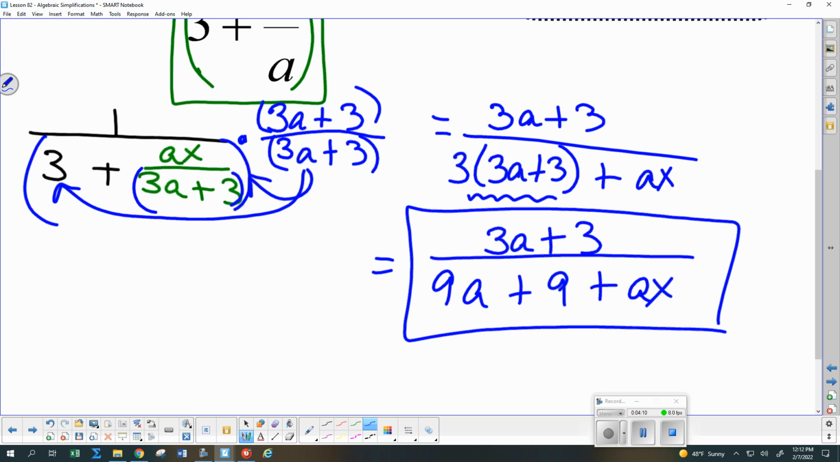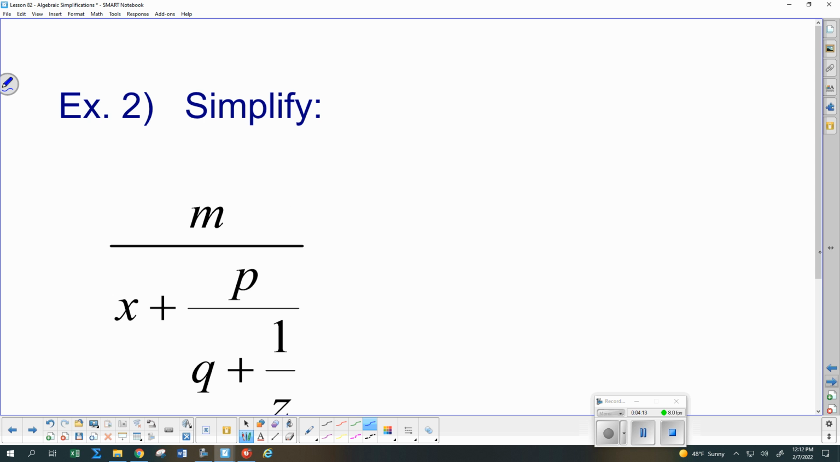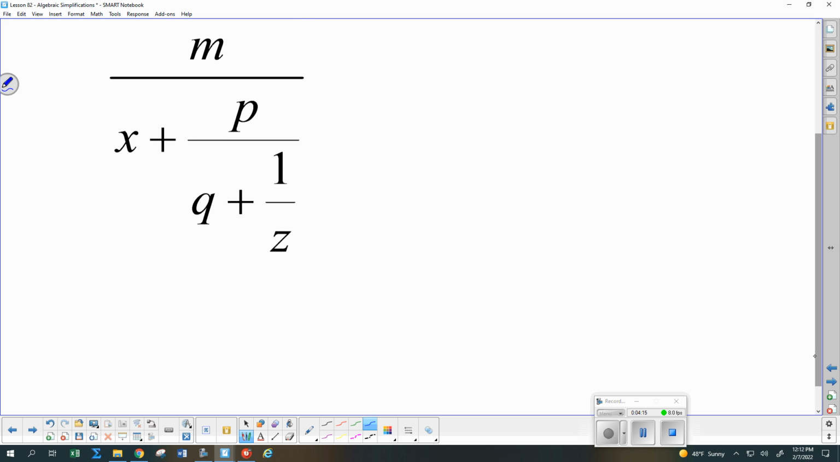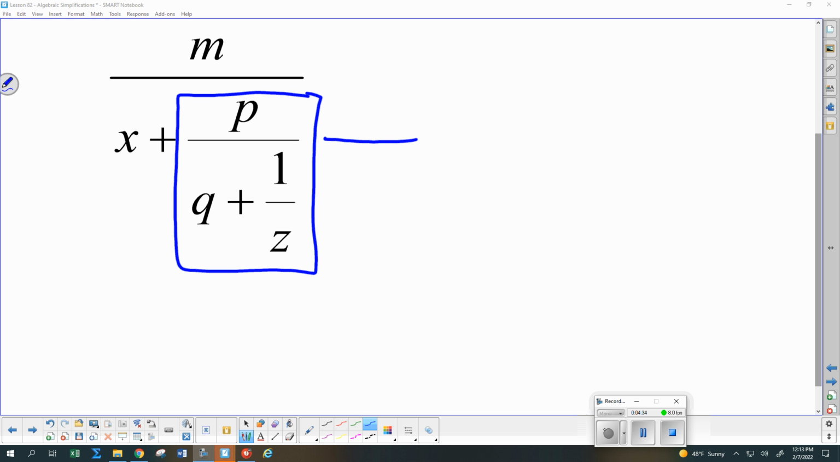Okay, one more example, and then that's it for today. So I look for the most embedded fraction, so I have the 1 over z that I need to clean up from inside this little part right here. So Austin, if I draw a new fraction bar even with the main fraction bar of that piece, what do I multiply that numerator and denominator by?